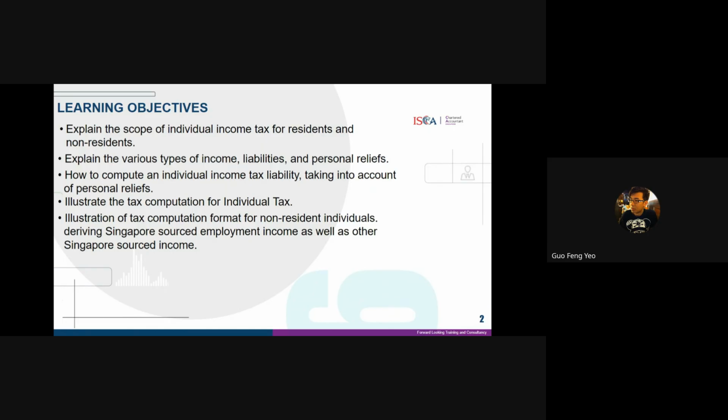1. Explain the scope of individual income tax for residents and non-residents. 2. Explain the various types of income, liabilities, and personal reliefs. 3. How to compute an individual income tax liability, taking into account personal reliefs. 4. Illustrate the tax computation for individual tax. 5. Illustration of tax computation format for non-resident individuals deriving Singapore source employment income, as well as other Singapore sourced income.